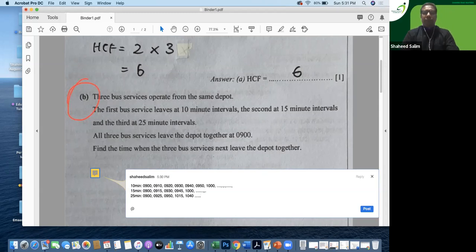So now, they're asking you when's the next time they will leave at the same time together. So you have 9 o'clock, 9:10, this one got no 9:10. 9:20, no 9:20. 9:30, these two have, but this third one does not have. So you need to find a time where all three are leaving the depot at the same time. So you need to continue it. You just extend.